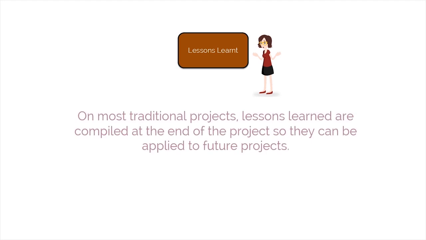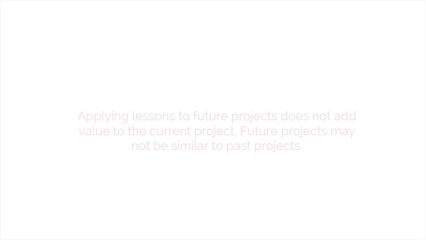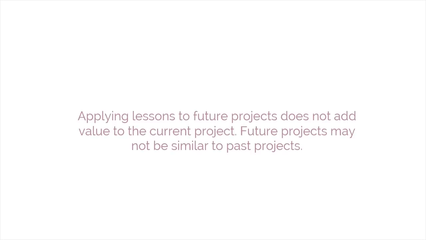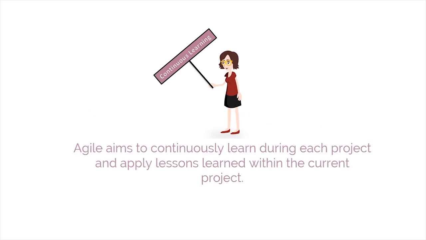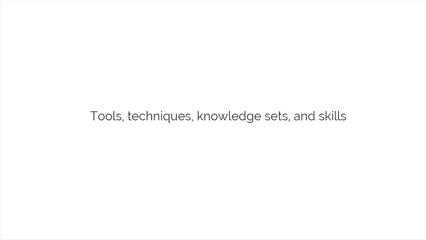On most traditional projects, lessons learned are compiled at the end of the project so they can be applied to future projects. However, applying lessons to future projects does not add value to the current project. Future projects may not be similar to past projects. Therefore, Agile aims to continuously learn during each project and apply lessons learned within the current project. We will discuss some tools, techniques, knowledge sets, and skills which can continuously improve Agile projects.